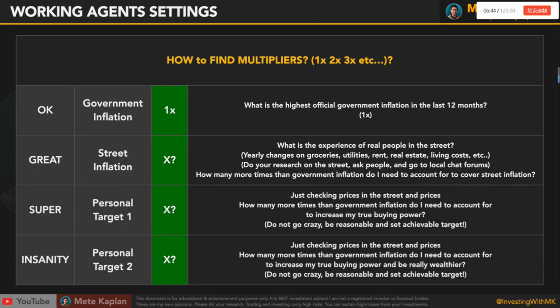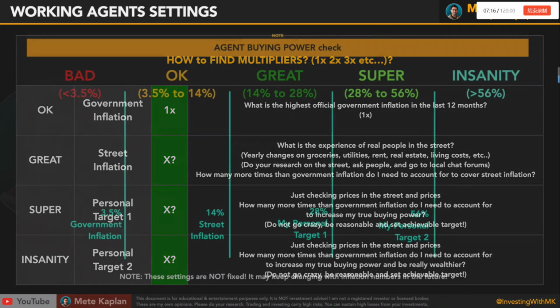Then comes the personal targets. You already have a basic understanding of the yearly price changes. And you need to ask this question to yourself: how many times more than the government inflation do I need to account for to increase my true wealth, increase my buying power? And this will give you some multiple. But you need to be reasonable here and try to set achievable targets. Do not set like 100 times more or 200 times more, like crazy numbers.